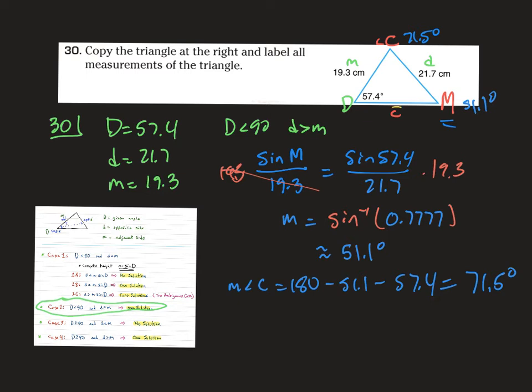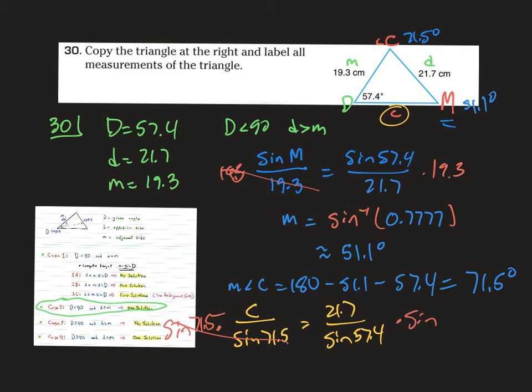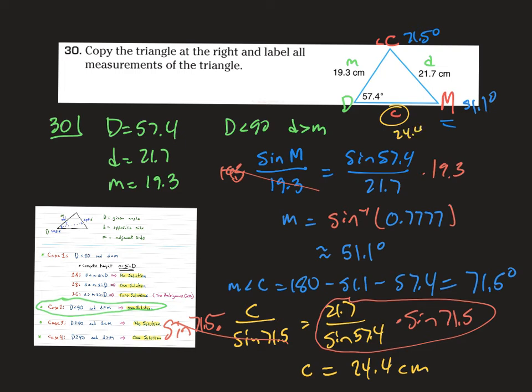And now I have to do the law of sines to get letter C here. So let's go with C over the sine of 71.5, since that's the angle that's opposite it. And we'll just use letter D again. So 21.7 over sine of 57.4. I started with the sine measurements in the denominator because it just makes one less step I have to go through to solve. I'm going to multiply both sides by the sine of 71.5. This cancels out. And now when I do this calculation, I'll have side C. So typing this into the calculator, I get C to be approximately 24.4 centimeters. And so that will be labeled right here, 24.4 cm.